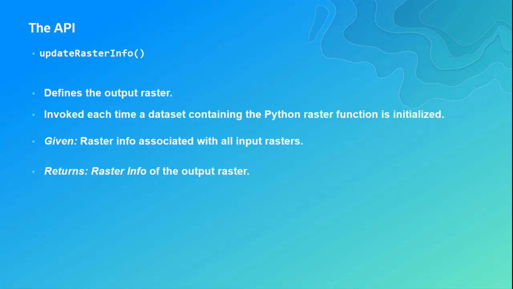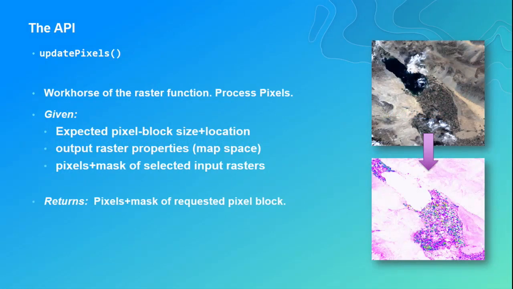UpdateRasterInfo. This is really where we physically define the output raster. We can define the band count, how many bands are in it, the pixel type, and what the no data value is. So we're going to define all the properties of the output raster before we start pumping pixels into it. And then the UpdatePixels method. The UpdatePixels method is the workhorse of the Python raster function. This is where you're going to do all your image processing algorithms. This is where you're going to put all the code.